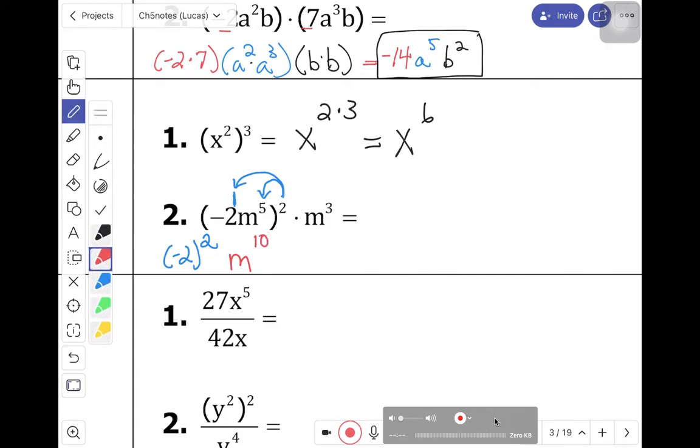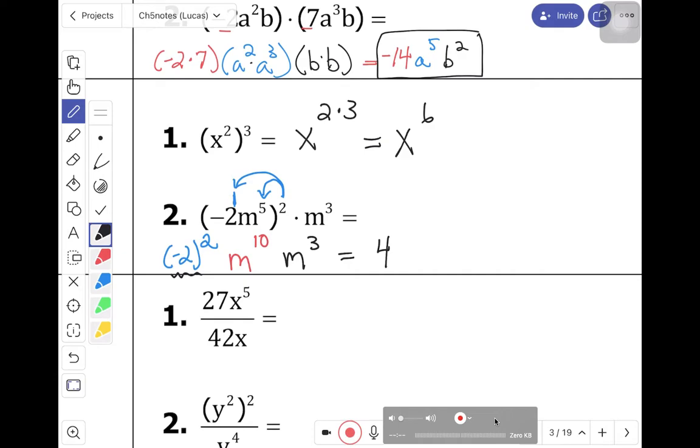And then I have this m to the 3rd out here. I'm going to bring him down for the ride. And then I'm just going to simplify each piece. So if I do -2 squared, remember that's -2 times -2, which is a positive 4.